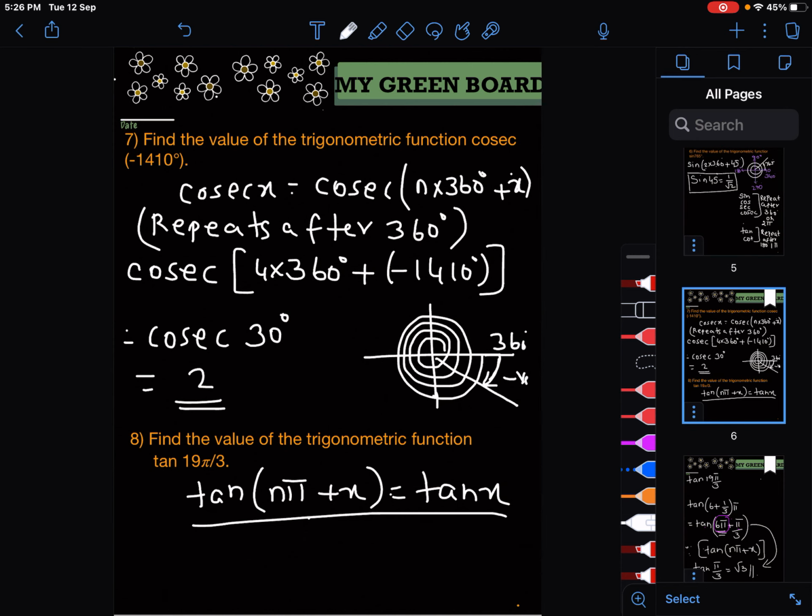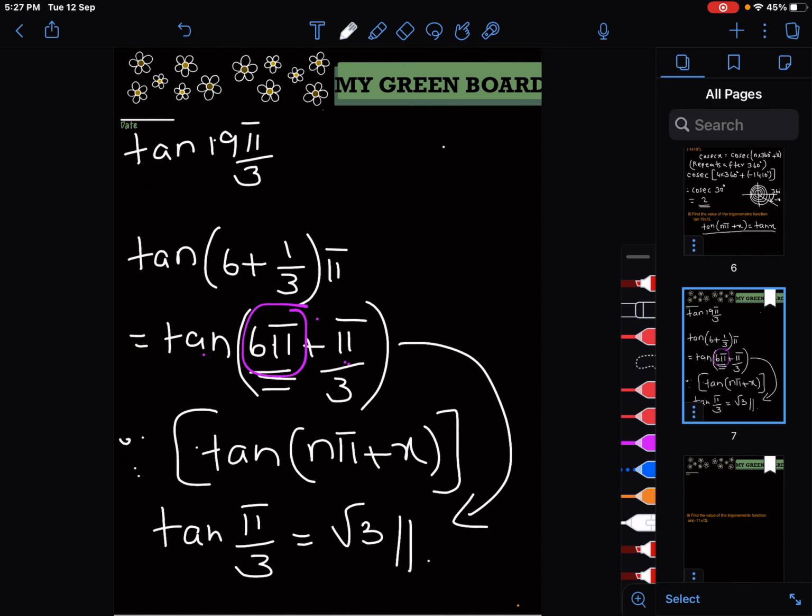We know that tan theta and cot theta repeat themselves after pi or 180 degrees. Since pi in radians is given, we have to take it in terms of pi. Now for tan, we will use this identity: tan of n pi plus x is equal to tan x. So here I am taking this question as 19 pi by 3 and dividing the numerator and denominator.